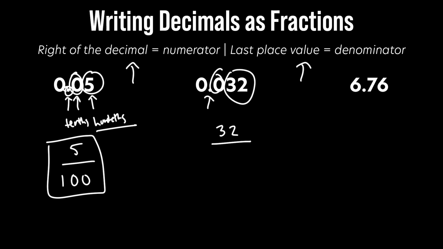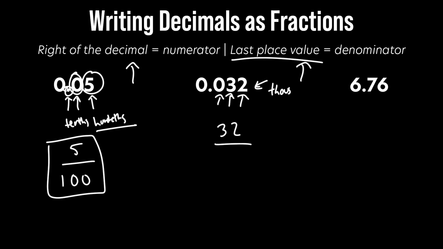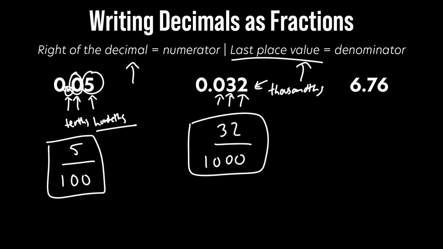And the last place value is the denominator. So from the decimal point, we have the tenths, hundredths, and thousandths. The last place value of our number is thousandths. So our denominator would be 1000. And this is our answer, 32 over 1000.